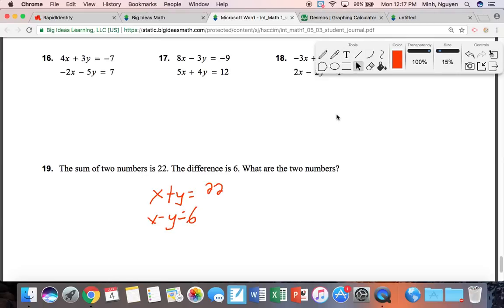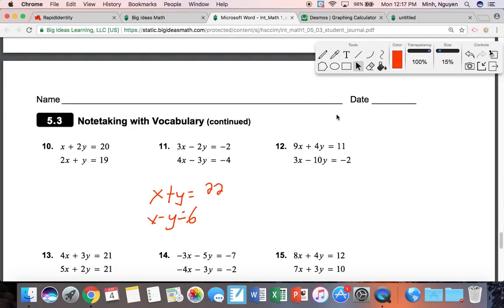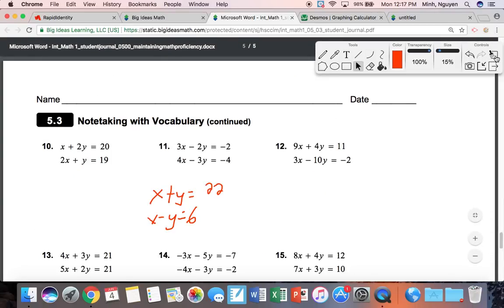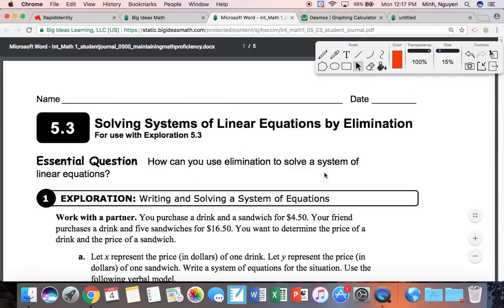Alright guys, so that's the 3 methods we have covered: graphing, substitution, elimination. If you have any questions, make sure you ask your teacher or let me know and I'll get an answer for you.